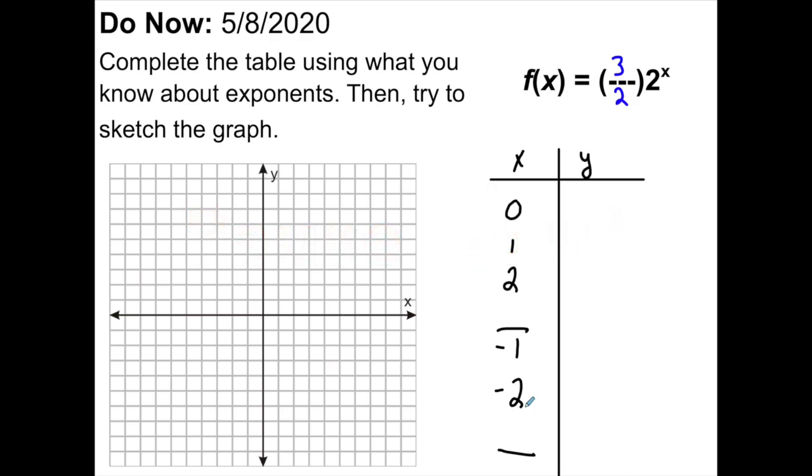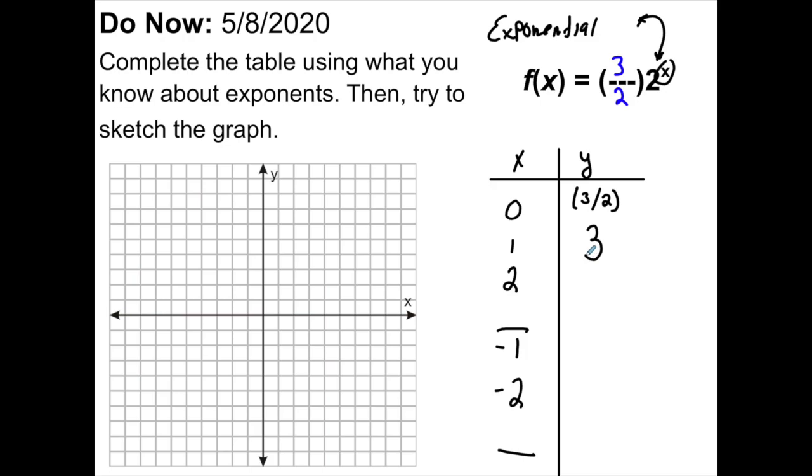Okay. So first of all, remember that this is an exponential function. And it's called an exponential function because x is in the exponent, right? So that's a way to remember that. So when I do anything to the power of 0, I get 1. And when I multiply 1 by 3 halves, I get 3 halves. All right, now when I do 2 to the power of 1, I'm going to get 2. 2 times 3 halves. The 2's will cancel out, and I will get 3.